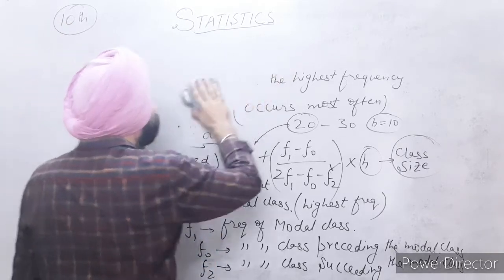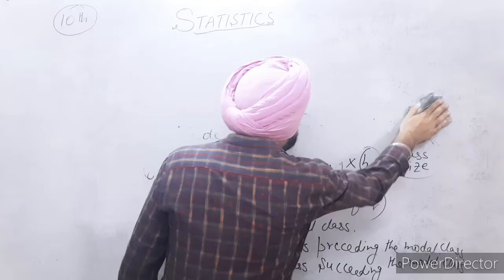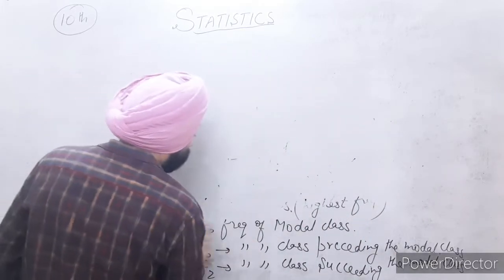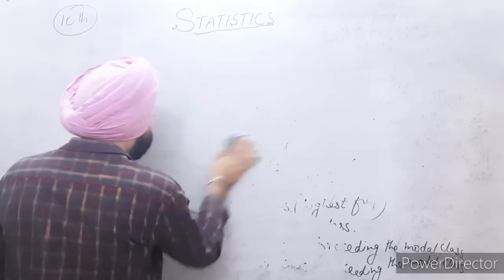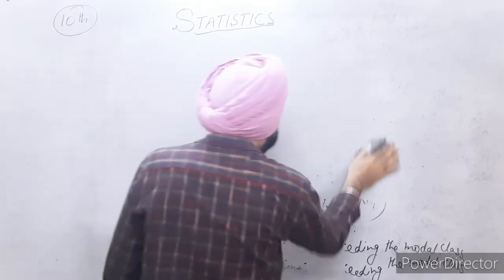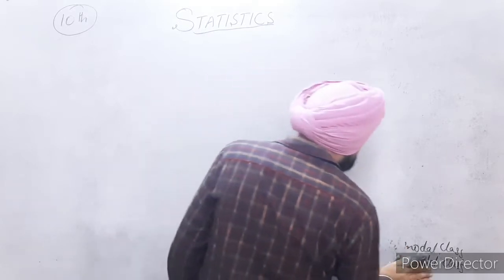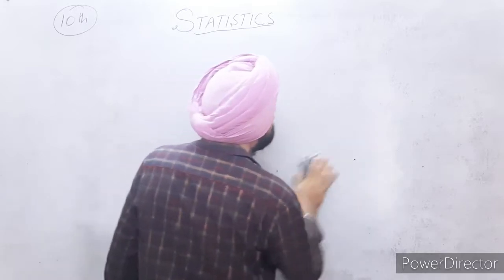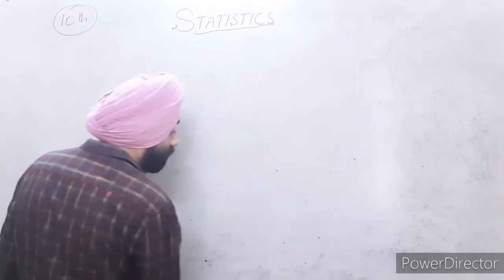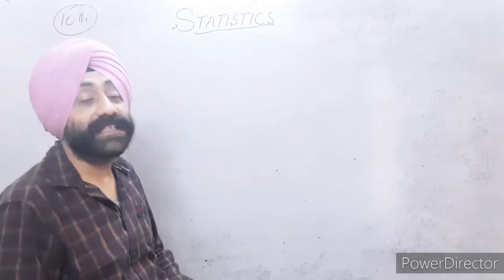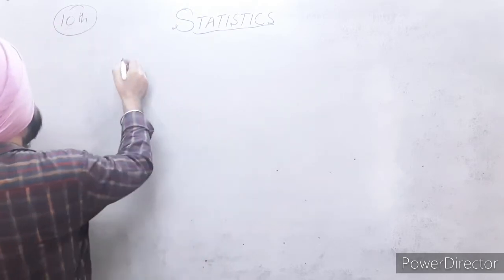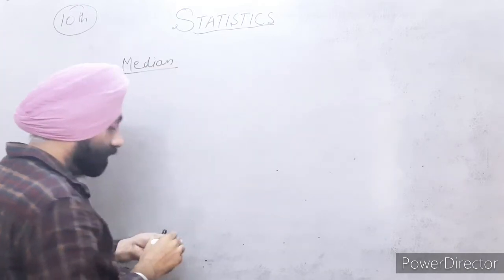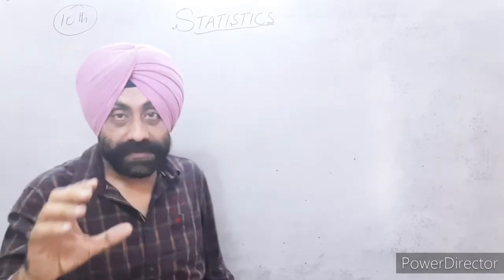Now the third thing is median. We call mean, mode, median the measures of central tendency. All the three of them are called measures of central tendency. Now the third one is called the median. It is the mid value of the observations, right?